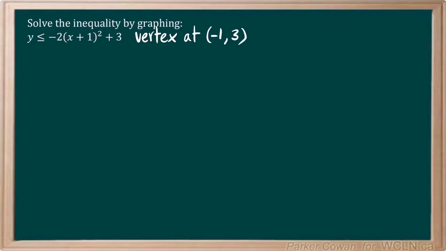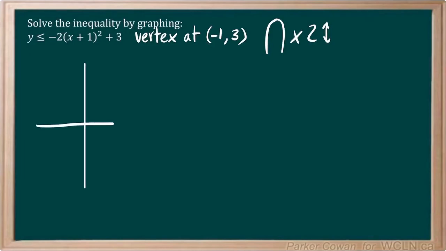Okay. Next, as we can see here, we have a negative sign out front, so that means that the parabola is going to be in this shape. And we also have a vertical expansion by 2. Okay. So then let's go ahead and start drawing this. So just draw our graph here.